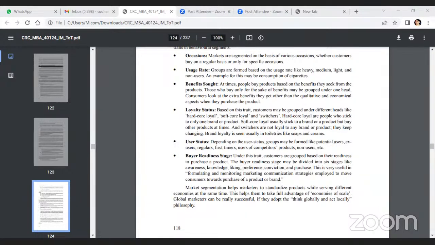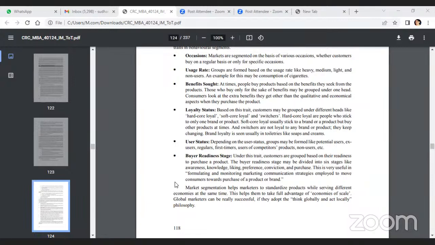So next, user status. They want to make groups of potential users or regular users. They want those titles. Okay, early users, early birds, like that. They make the purchases. Buyer readiness stage. Under this, customers are grouped into various groups based on how ready they are to purchase a product when it is introduced.